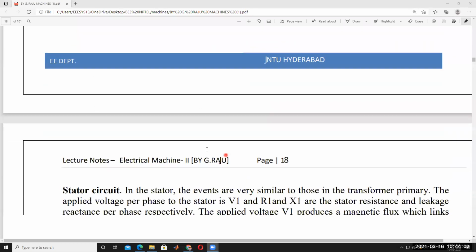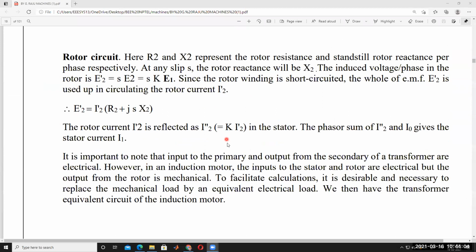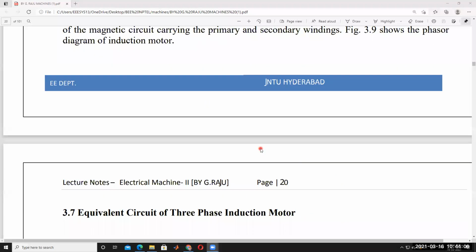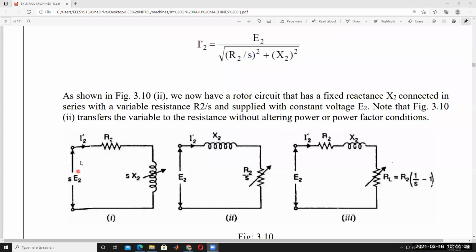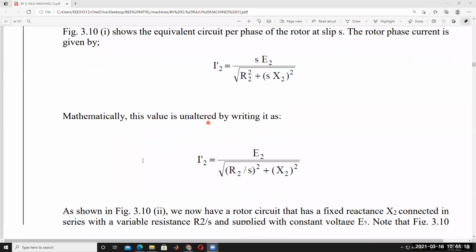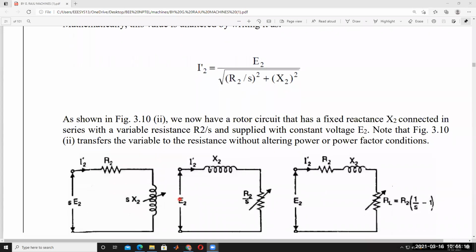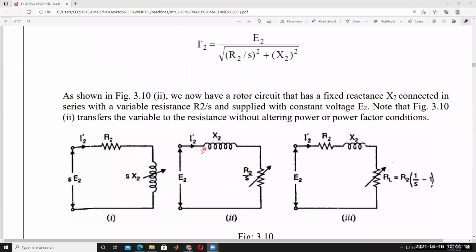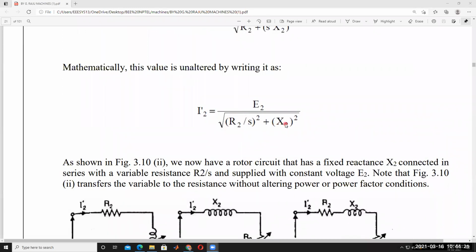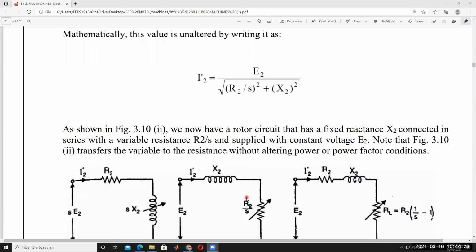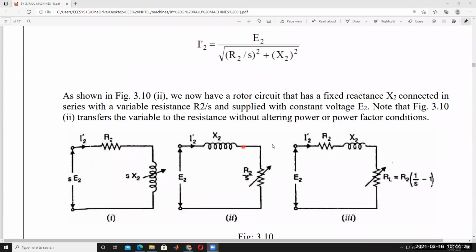So with respect to the slip, by taking the slip concept, I2 dash is equal to S into E2 divided by R2 plus jX2. Then take S common and it becomes R2 by S and X2. Then it is converted by introducing one more resistance here: R2 by S minus R2, plus R2.